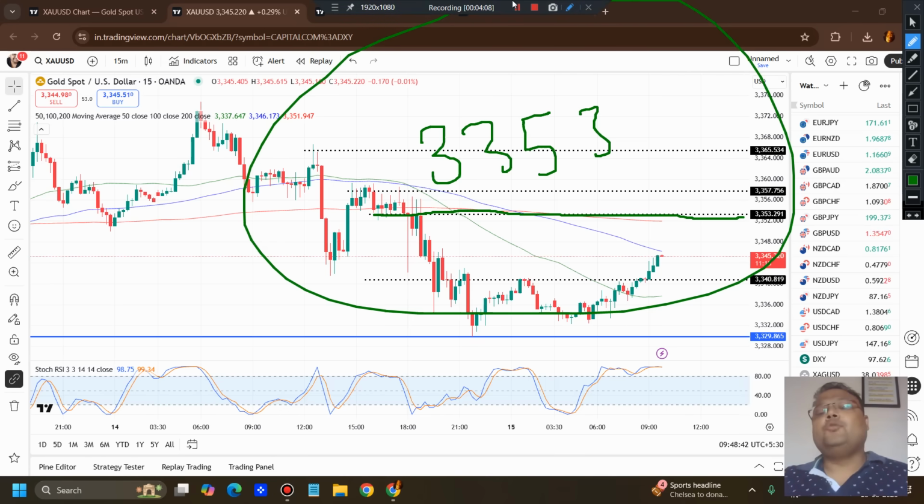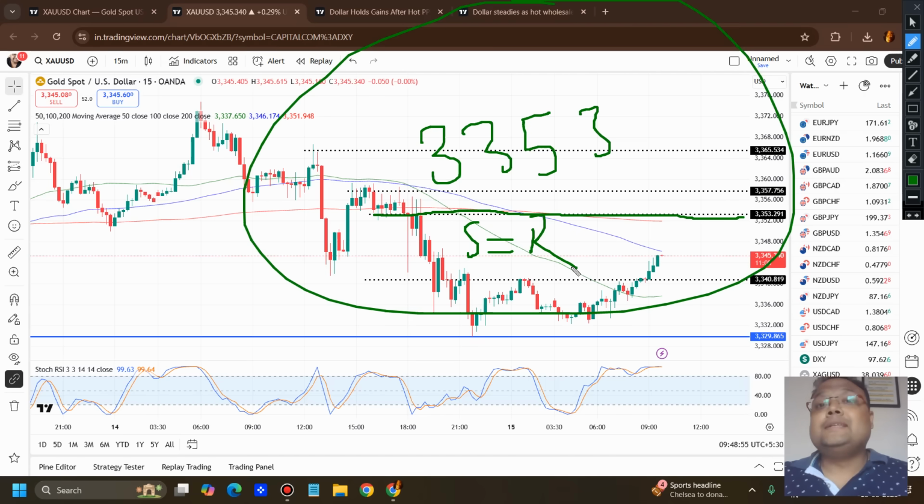It can be 3352, it can be 3354 also. It's a zone. So once the market enters the 50-51 area, observe the market. The previous support should work as resistance here. If you see the market showing price rejection from above, as a day trader you can hit the sell button.